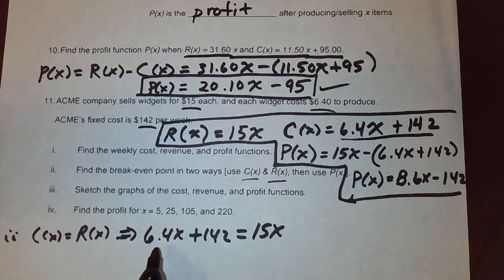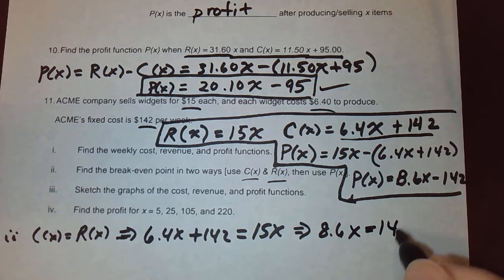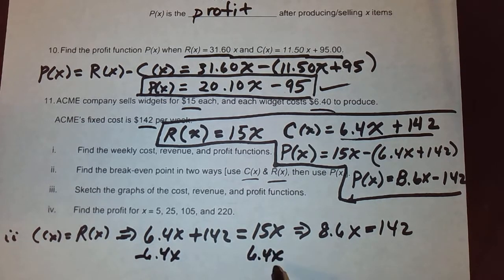So we'll subtract 6.4x from both sides, and then we would have 8.6x equals 142. Let me just go across this way. That means 8.6x equals 142. Kind of switch sides there. So I subtracted 6.4x from both sides, and that turned into 8.6x equals 142.